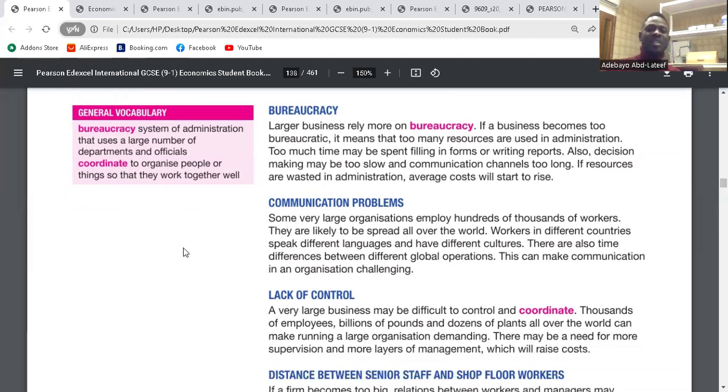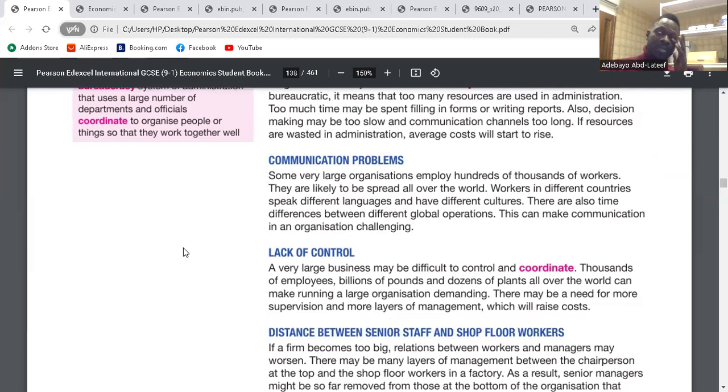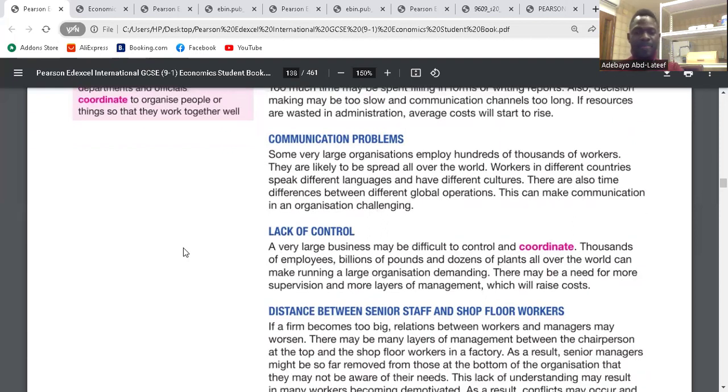The second one, communication problems. As businesses become bigger, there's need for information to be able to spread around. But if, as a result of being big, you are unable to pass information around, workers will be affected. Decision making will be affected. A lot of things will be affected. Then, before you know it, your average cost of production will start increasing. Do you get communication there? Do you get it, please?